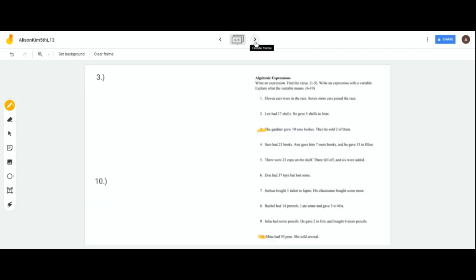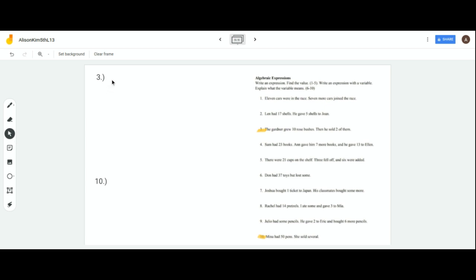Now let's move on to algebraic expressions. When we read the directions up here, it says we have to write an expression. For numbers 1 through 5, we have to find an answer, but for numbers 6 through 10, we need to write an expression with a variable and explain what the variable means.